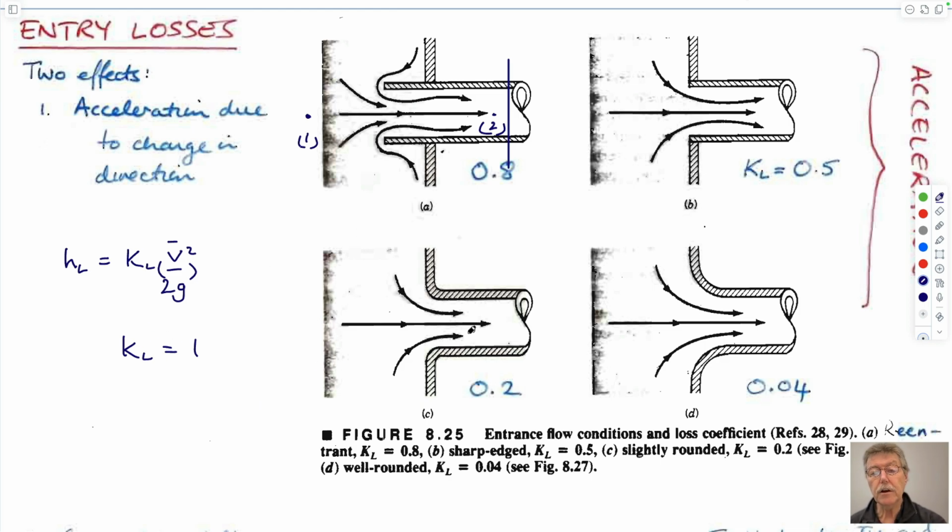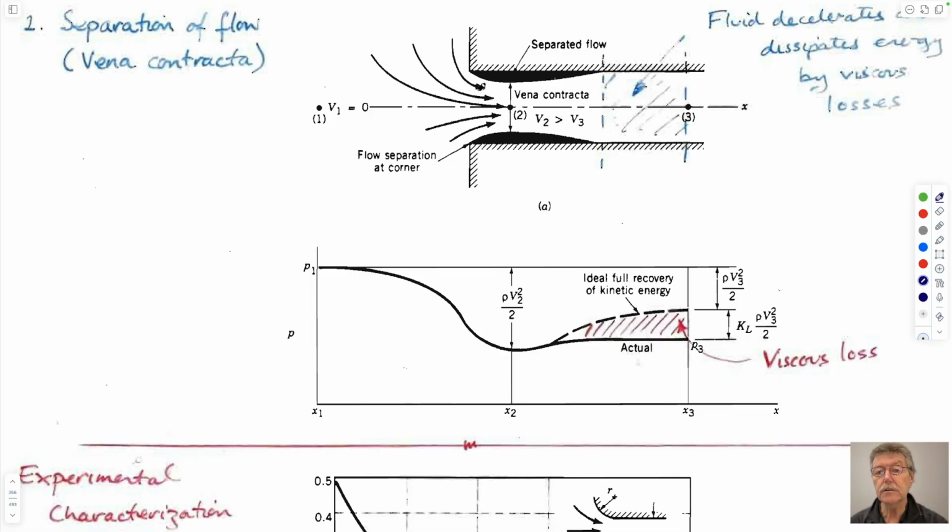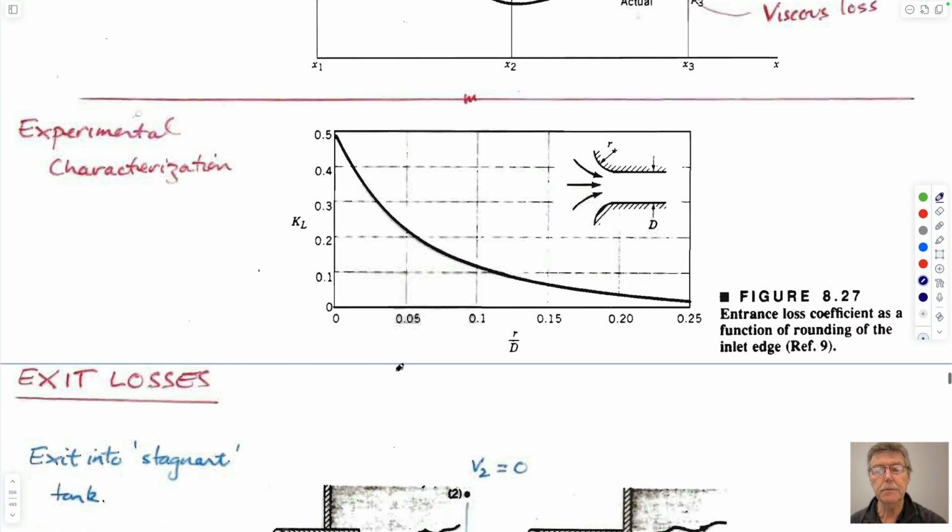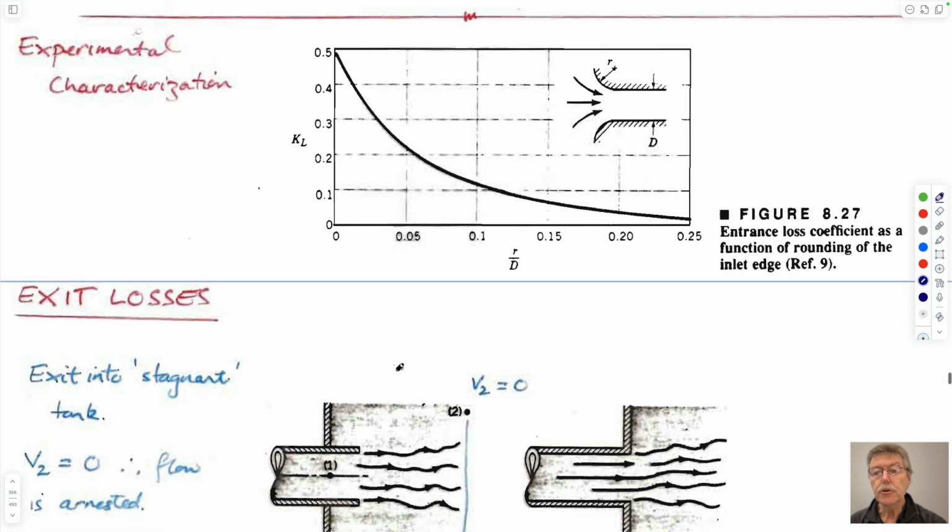And so you get losses if you're going into a pipe. You get so-called vena contracta effects, where you get separation from a flow with a little piece of dead zone, no flow in this, just stagnant material, and you can calculate what those are. I don't really want to spend much time over it. You could imagine that as the radius of curvature of this gets larger and larger, the loss coefficient would get smaller and smaller. So as you get a very gentle entry into the pipe, the loss coefficient, K sub L, you expect to get smaller.